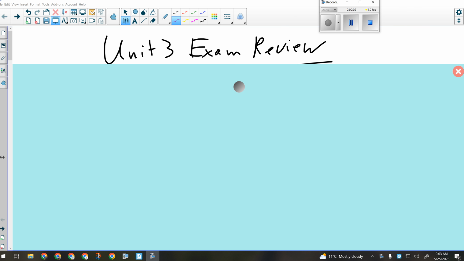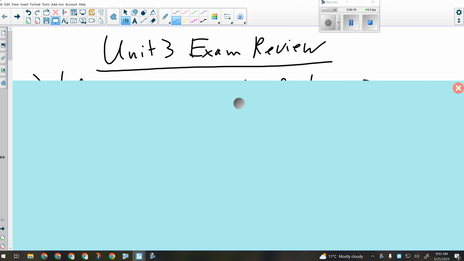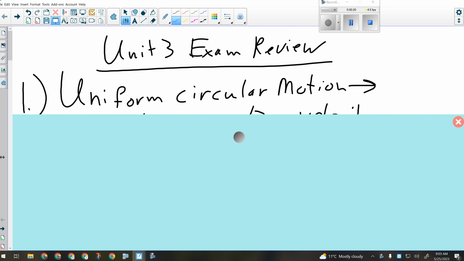Okay, so the important stuff from Unit 3, circular motion and gravitation. So very first day we talked about what it means to move in a circle, how circular motion is achieved. Basically the properties or principles of uniform circular motion. If something is moving with uniform circular motion, it is moving at a constant speed.